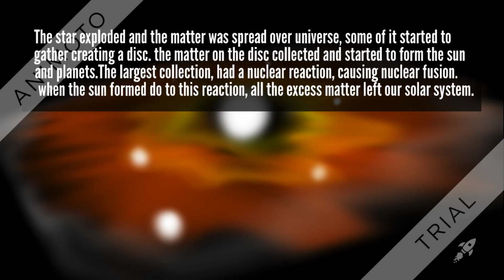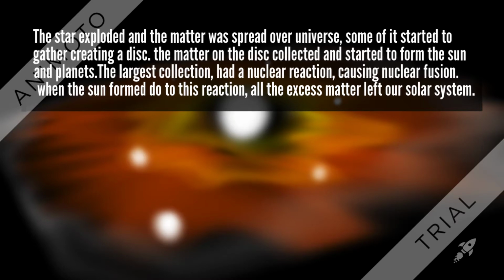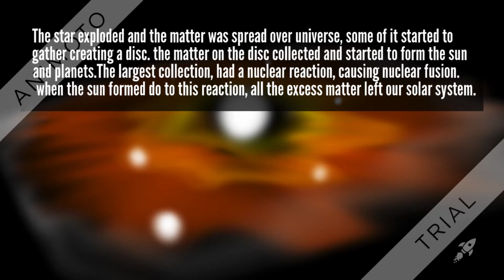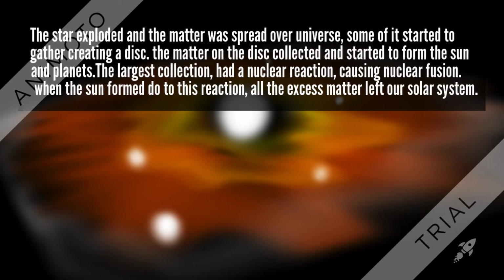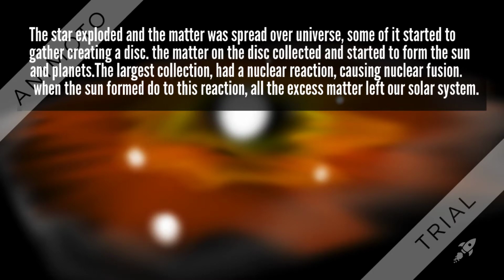After the star exploded and the matter was spread across the universe, some of it started to gather, forming a disk. Off of this disk, the matter collected and started to form the sun and the planets. The largest of these matter collections had a nuclear reaction, causing nuclear fusion. When the sun formed because of these reactions, it blew all the excess matter away from our solar system, leaving the planets the size they are now.